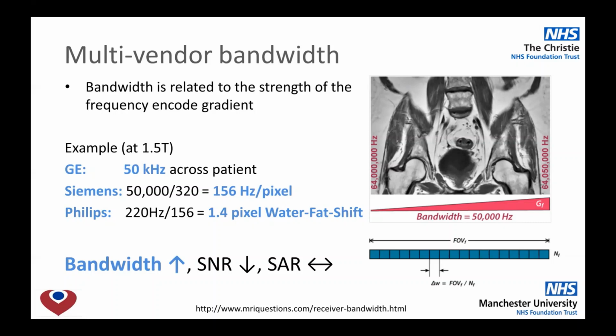We mentioned earlier that increasing the received bandwidth can have a positive impact on the artifact from the cochlear implant. We'll just discuss this in a bit more detail in the following slides. So received bandwidth is related to the strength of the frequency encode gradient. GE report their received bandwidth in kilohertz, and that is the size of the frequency difference due to the applied magnetic field gradient across the field of view in the readout or frequency encode direction.